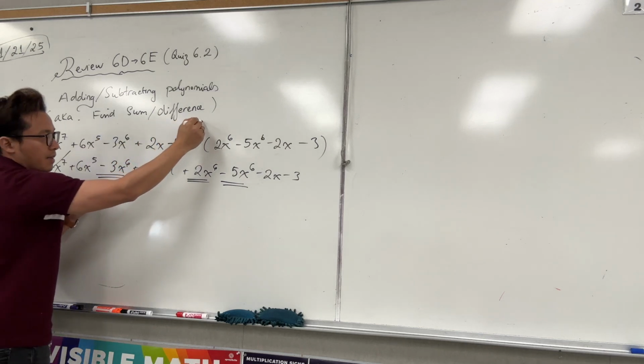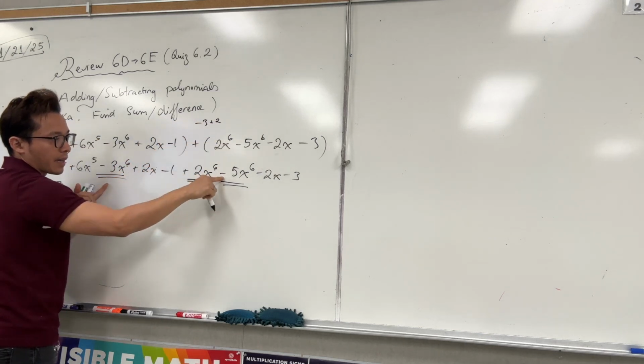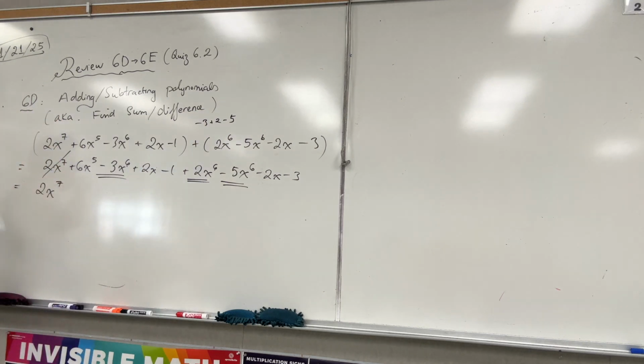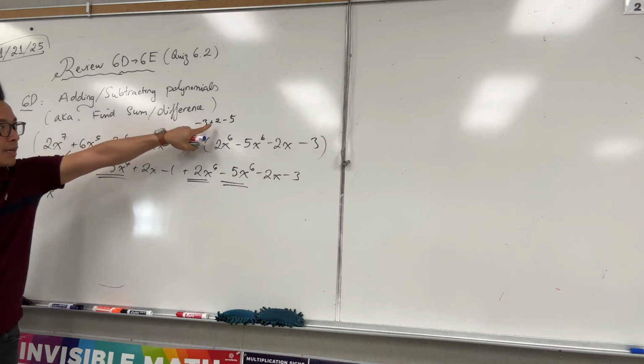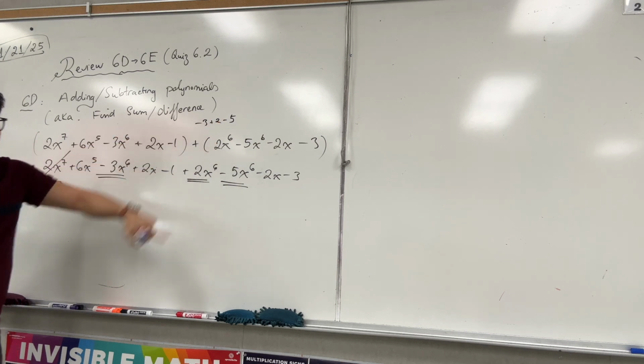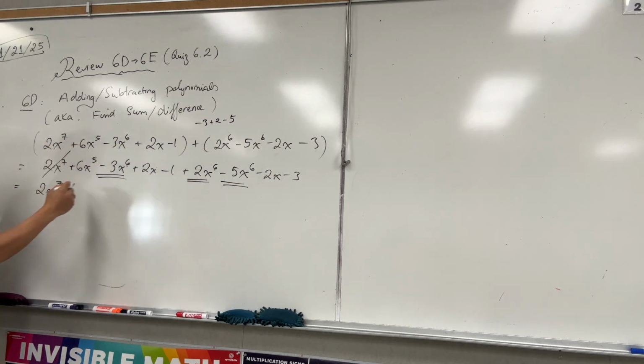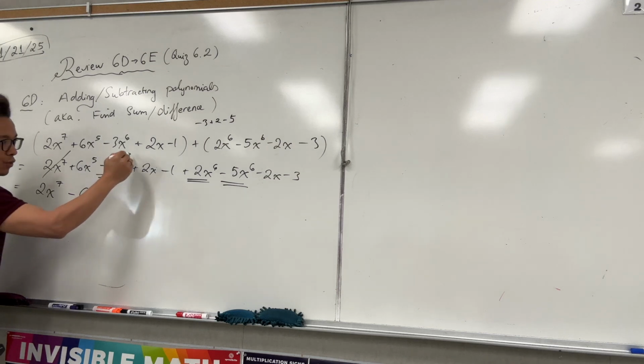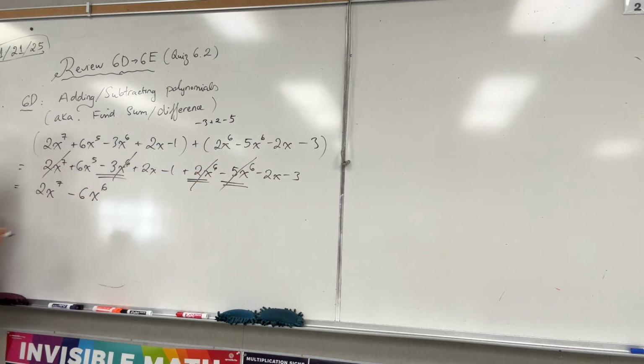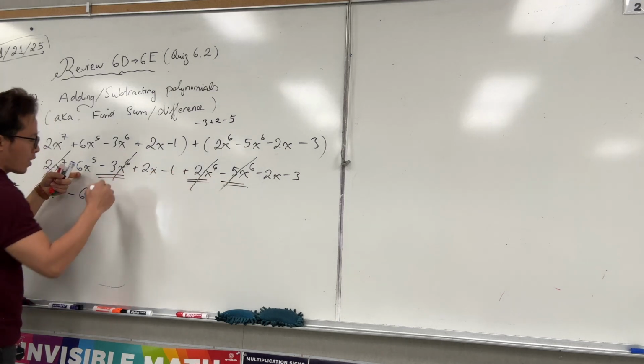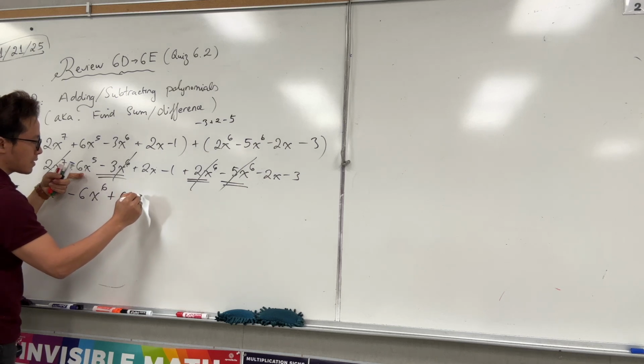What is negative 3 plus 2 and minus 5? Negative 6, right? Negative 3 plus 2 is negative 1, negative 1 minus 5 is negative 6. So negative 6 to the power 6, and when you're done, just cross them out so you know that you already took care of it, okay? After the 6, we go down to 5. Is there any other power 5? No. So plus 6x^5.